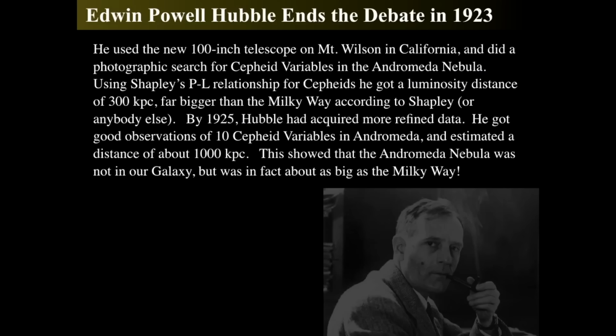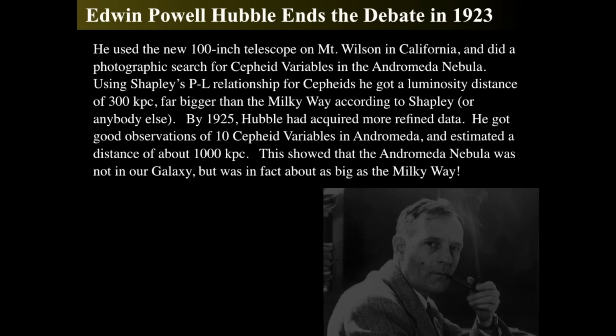And it didn't take long. Three years later, Edwin Powell Hubble ends that debate. He used the 100-inch telescope at Mount Wilson in California and looked for Cepheid variables in the Andromeda Nebula. He used Shapley's version of Leavitt's period-luminosity relation for the Cepheid variables, and he got a really great distance to M31 of 300 kiloparsecs, and that's far bigger than the Milky Way, according to Shapley. So no matter what, M31 is outside the Milky Way.